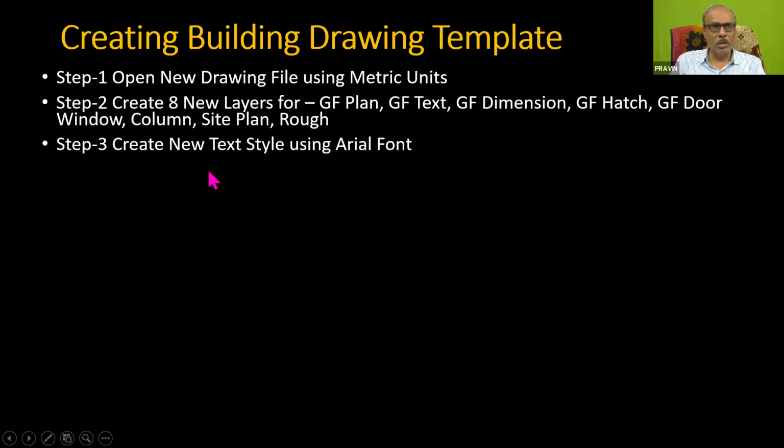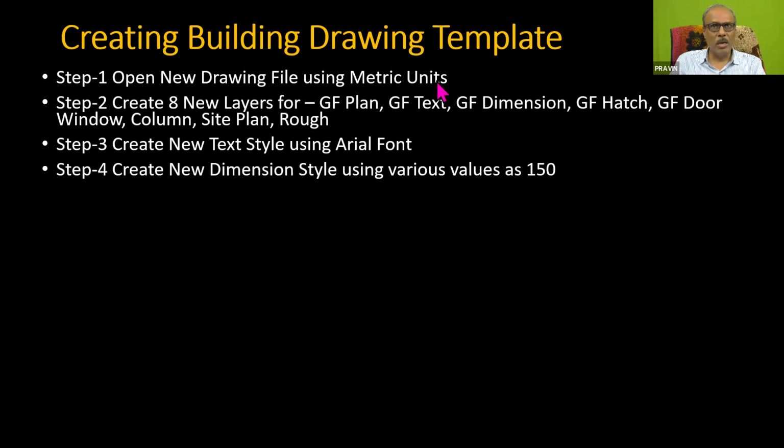Then the next step is to create a new text style using the Arial font, which we have also done. We created a new text style and set the Arial font so that we can use it for all other drawings. Then step 4 we have done, that is creating the new dimension style. Here we have set the value of 150 mm for various values, and at a few places we have set the arrow dimension and all other things. So that is step 4 for our building drawing template.